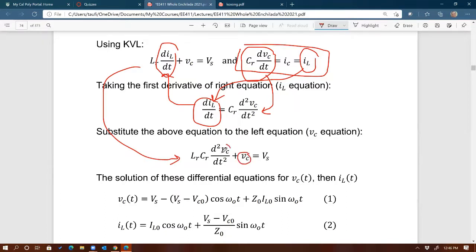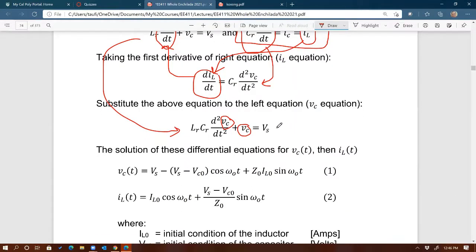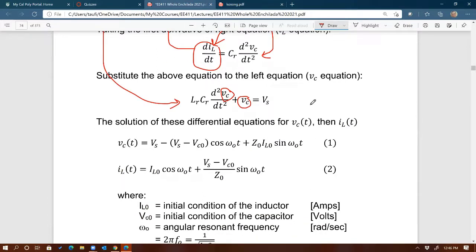I'm not showing you how I find the solution. That's part of differential equations that you learned a long time ago. So I'm going to go straight to the solution. Because we have one equation, one unknown, you should be able to solve for VC. And there's the equation for VC right there. VC is equal to VS minus VC naught cosine of omega naught t plus Z naught IL naught sine of omega naught t. First thing that we can learn from this equation is that this proves that the resulting capacitor voltage is what?